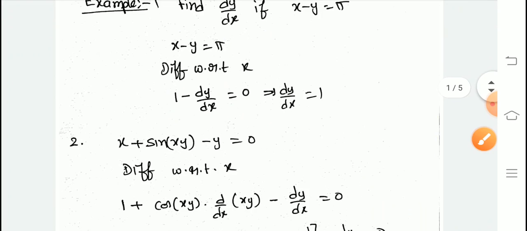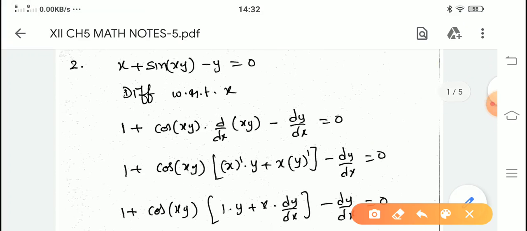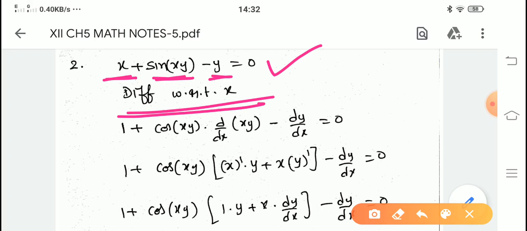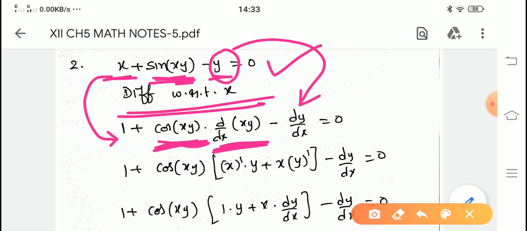In a similar way, another question is given here. Find dy by dx when x plus sine of xy minus y is equal to 0. Differentiate with respect to x on both sides. The derivative of x is 1. The derivative of sin xy is cos xy into d by dx of xy, because you have to follow the chain rule. Minus the derivative of y, which is dy by dx.